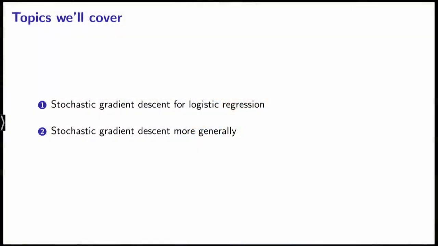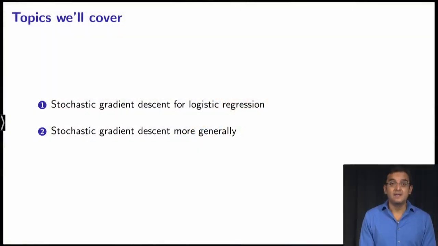Last time, we wrapped up our discussion of gradient descent. What we'll do today is to look at a variant of gradient descent that is suitable for very large data sets. It's called stochastic gradient descent, and it's an essential part of the machine learning toolbox. So we'll begin by looking at the stochastic gradient descent algorithm for the specific case of logistic regression. And then we'll step back and see how stochastic gradient descent can be derived for more general arbitrary loss functions.